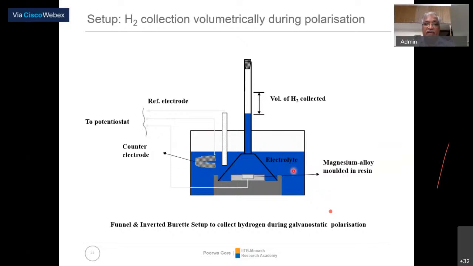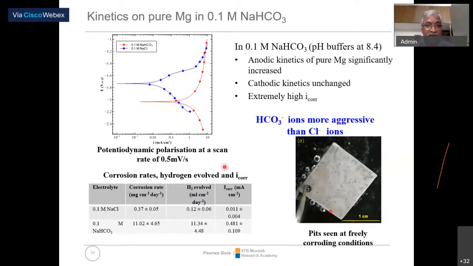For example, Purva did the work and she collected, you see this thing here, she collected how much hydrogen? She collected nearly about 0.12 ml per day. So it's a very small amount of hydrogen. So you have to collect for more time.